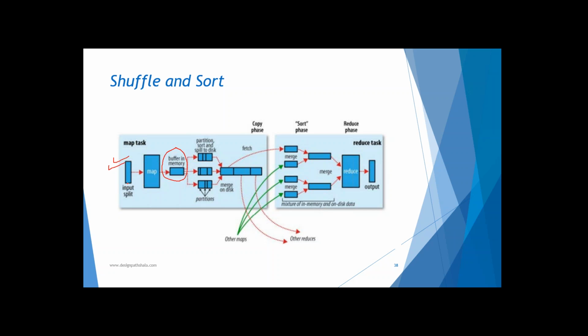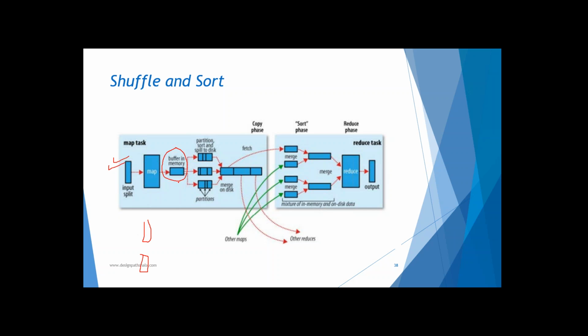So the input split is read record by record to the mapper. The mapper keeps on emitting the data. Each mapper function emits the data, what we saw in the previous example. And similarly, there are other mappers also running which are emitting the data. So this data is stored into the local buffer memory of that data node.